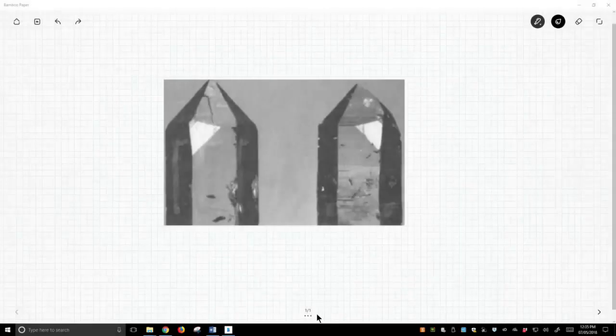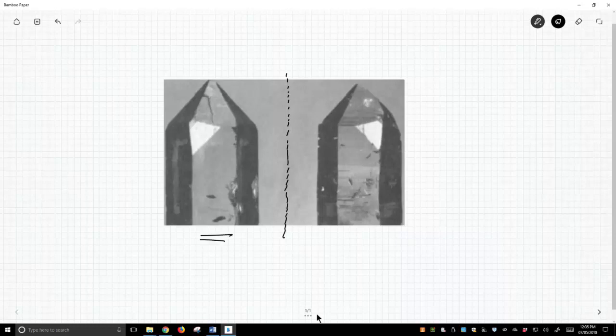What we're looking at on the screen are images of two crystals. These crystals are mirror images of one another. So if you imagine putting a mirror between these, and if this crystal on the left looked in the mirror, it would see what would appear to be the right-hand crystal, which is a mirror image of itself.